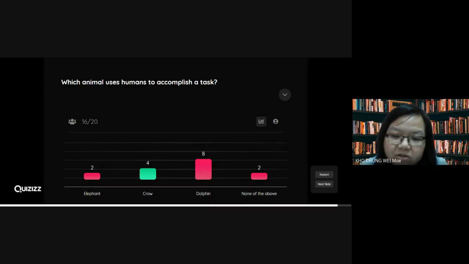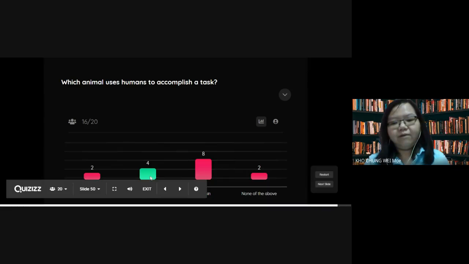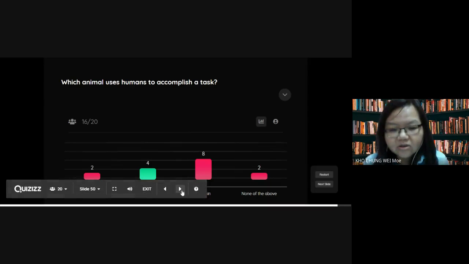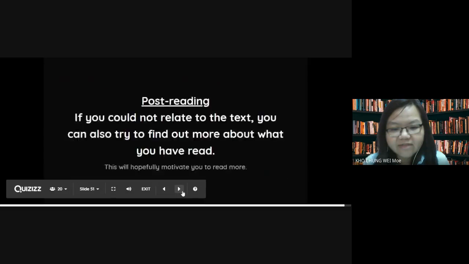So it shows that this crow or this bird used humans to accomplish their mission of cracking the nuts open. There's no mention of dolphin using human, and there's no mention of elephant using human, right? But a crow uses humans to accomplish the task of cracking the nuts open by putting the nuts at the traffic lights for the cars to run over. So that is the end of this first task.